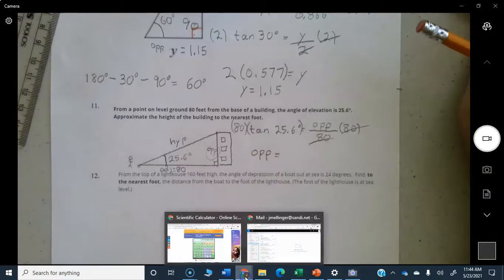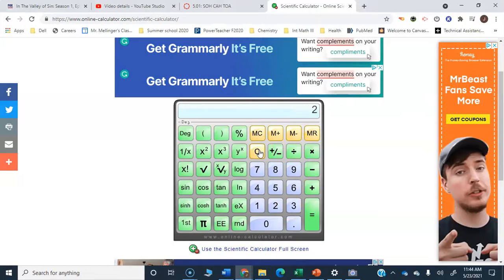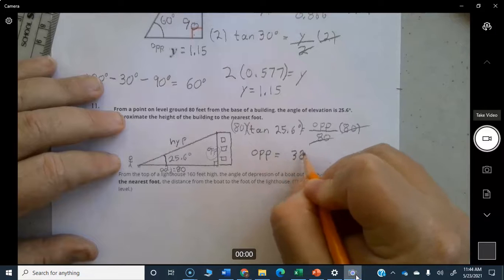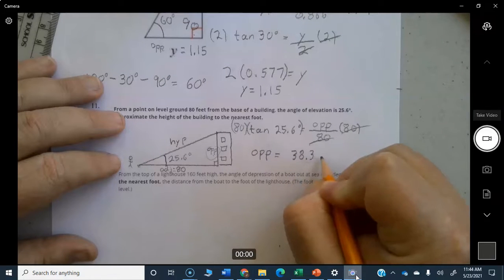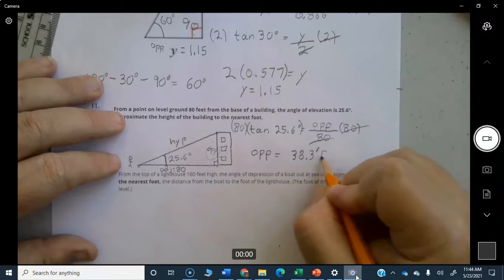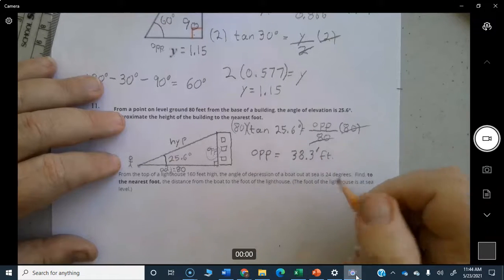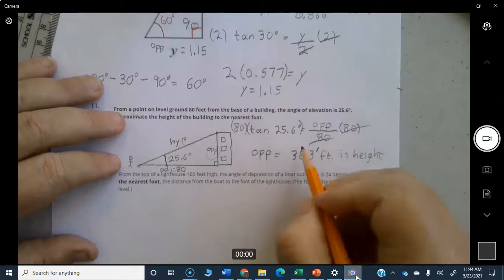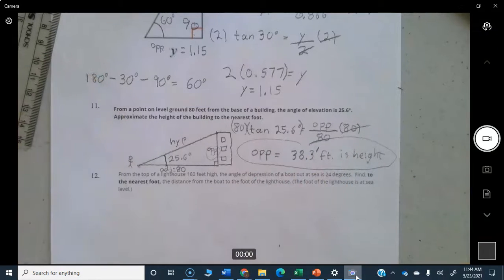So let's go to the calculator. 25.6. We go down and click tangent. That's our number, and then we're going to multiply that by 80. And it gives us 38.3. So opposite equals 38.3 feet. Feet you abbreviate with a single tick mark like that, or we can write the word feet either way. Either way, that means feet is the height. And that's your answer. All right.